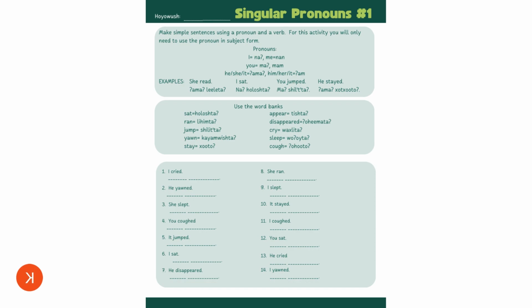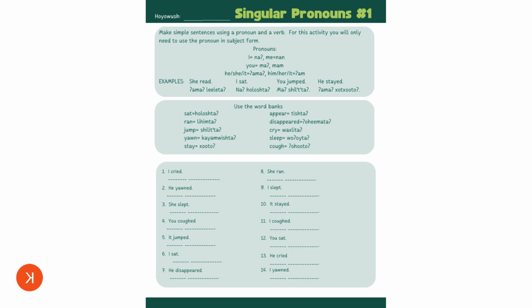If I had said you jumped, you could look up here and see that ma is the word for you. So you have ma down here. And then if you look up in the dictionary the word for jump, it's shilta. So ma shilta. So you jumped. And the last one is he stayed. Remember, it doesn't matter if it's he or she or it, it's all ama. So ama hot hoto. So he stayed.